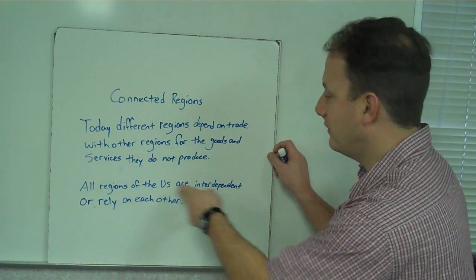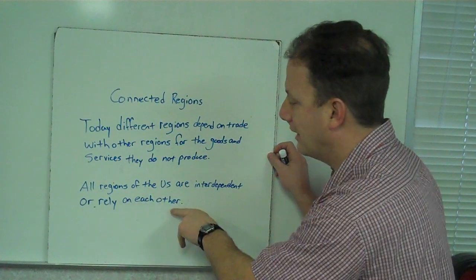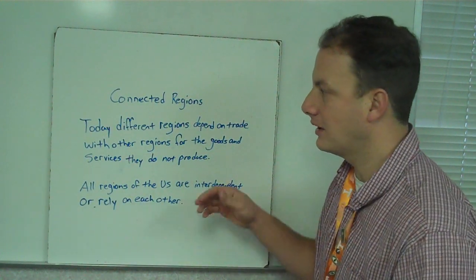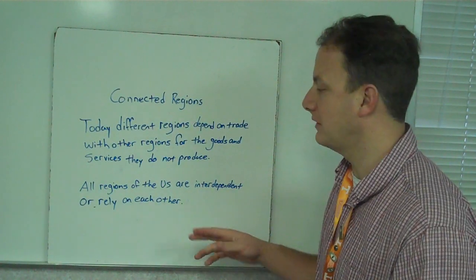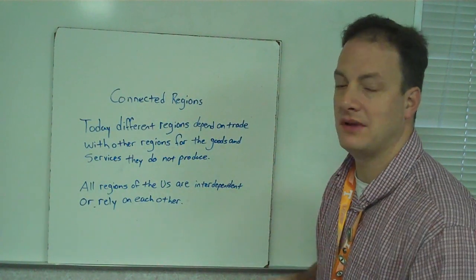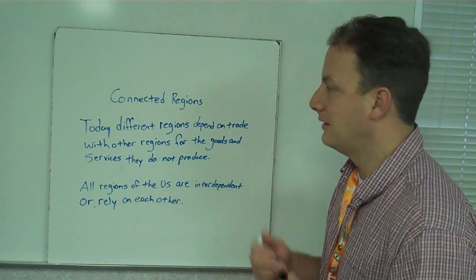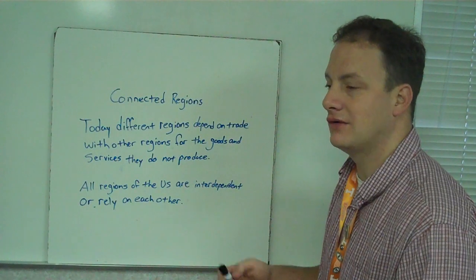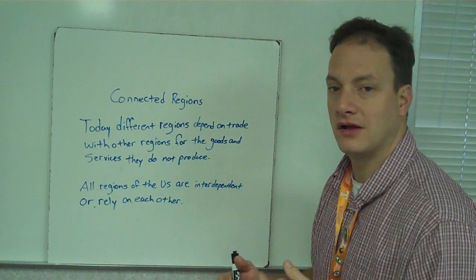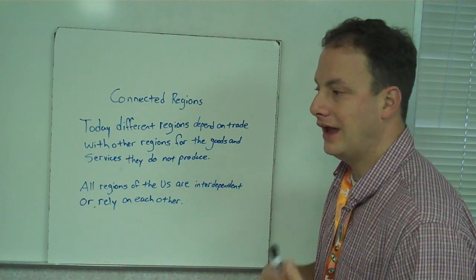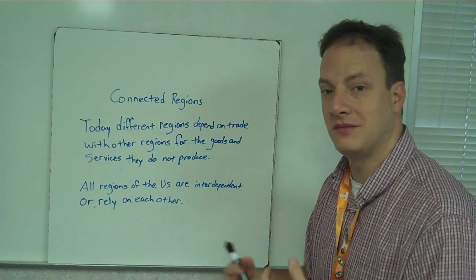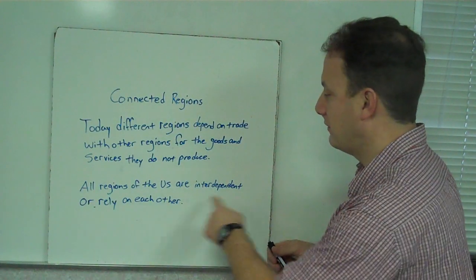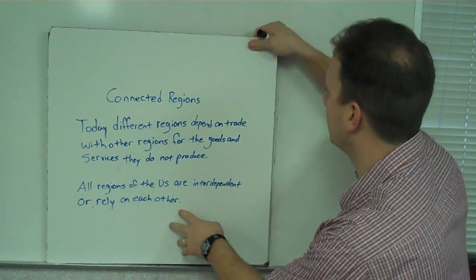Okay? All regions of the U.S. are interdependent or rely on each other. In America, if we have something that we need, we can work out trade with other parts of the country. And that makes us interdependent. That means we rely on each other. This is a very important term. If I need something from another state or they need something from me, we can work out trade. It's kind of like what I have is good for you, what you have is good for me, so we're going to work out and make sure both of us have what we need. That's called interdependent. We rely on each other.